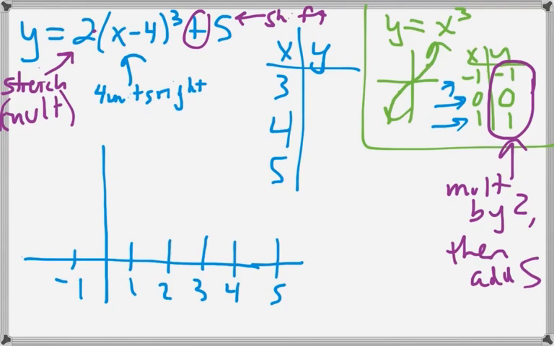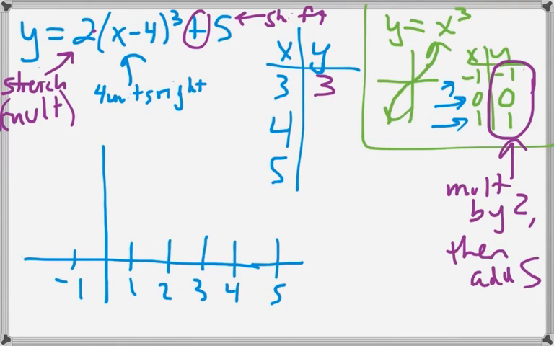We always multiply, then we add or subtract. So, for example, the first y value in our original table is -1. If we multiply that by 2, we have -2. And then if we add 5, that gives us 3. So that's the y value for the first point.